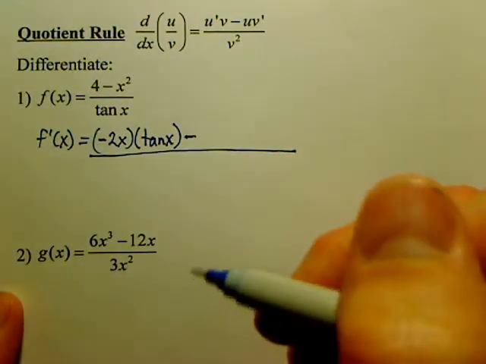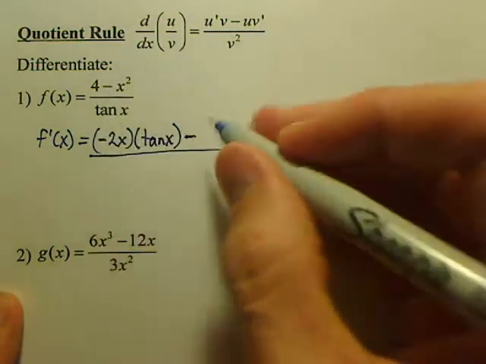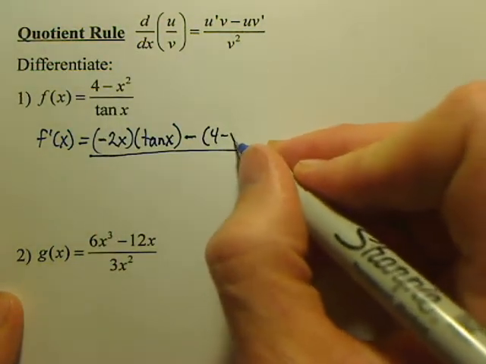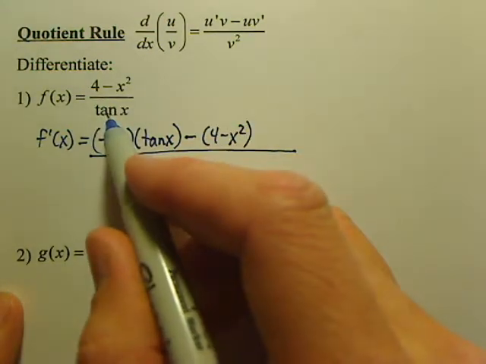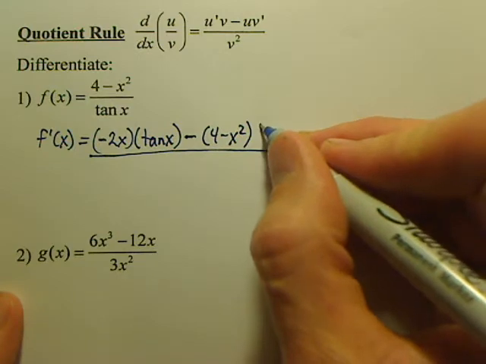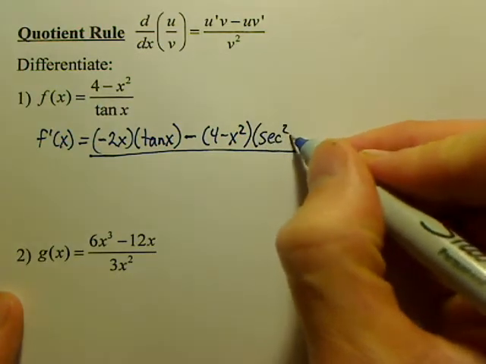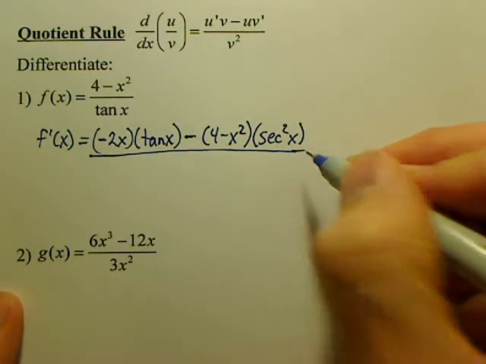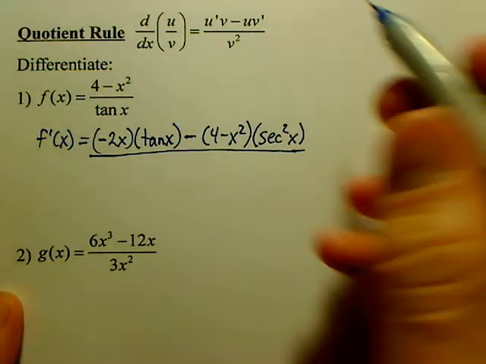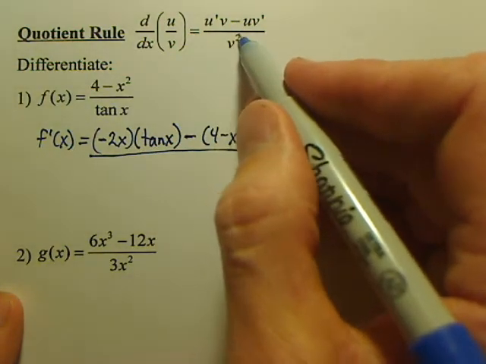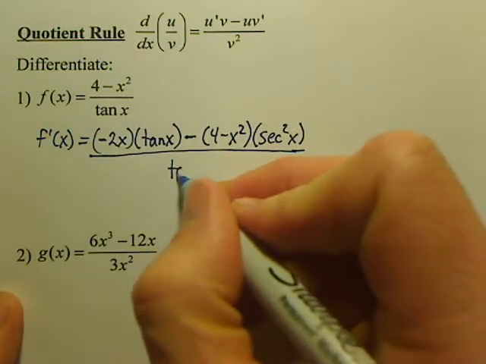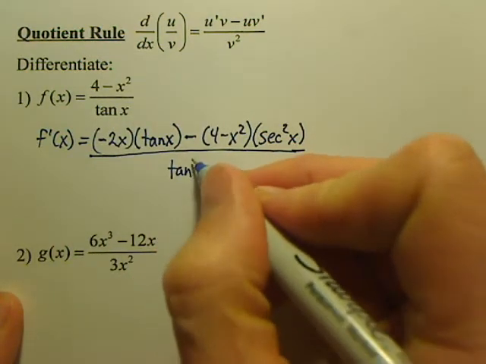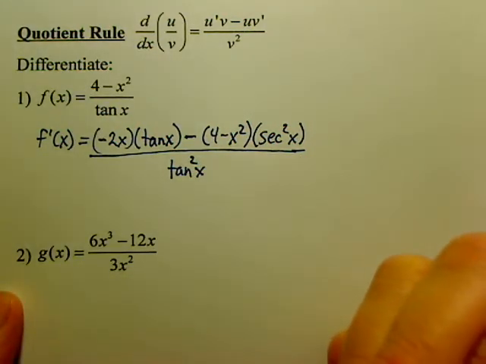Okay. And then I have u, which is just the top, so leave the top. 4 minus x squared. And then I derive the bottom. What's the derivative of tangent x? Isn't that secant squared x, or secant x squared? All right, so we did the top. Now we got to take v squared, or the bottom squared. So we basically do, okay, tangent x squared. All right, we got it.